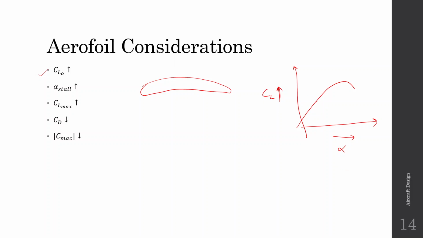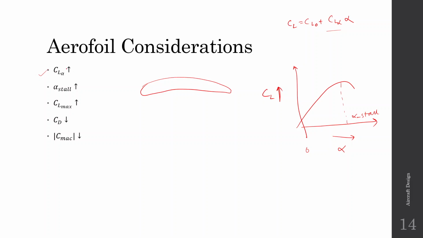So in this graph we have a linear portion, till this point. This angle is known as alpha stall, and from zero alpha to alpha stall usually we have a linear relationship, so we can write it as CL = CL0 + CL alpha times alpha. So we want CL alpha to be as high as possible. Then with a small angle of attack we can create more lift.